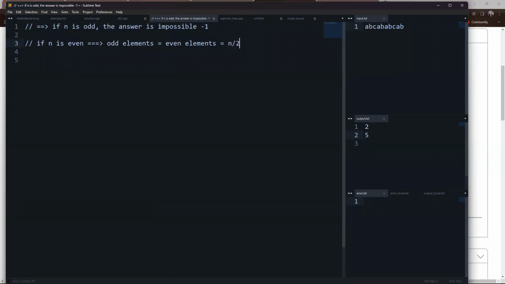So what you can do is count the number of even elements or odd elements. Let's say odd elements. Then your answer is just the absolute difference between the number of odd elements that you have and n by 2. So it will be n by 2 minus count, right? So that is the entire solution.